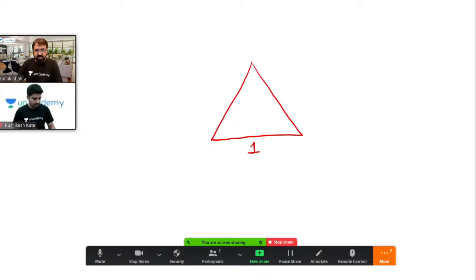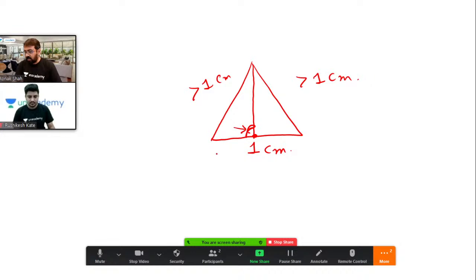So this is one side of 1 centimeter and the other sides are greater than 1 centimeter. From the midpoint of, say, the 1 centimeter line, we draw a line to the other vertex. So what would be the maximum angle in degrees? Okay, so they're asking for the maximum angle in degrees. I believe they're asking for this angle.